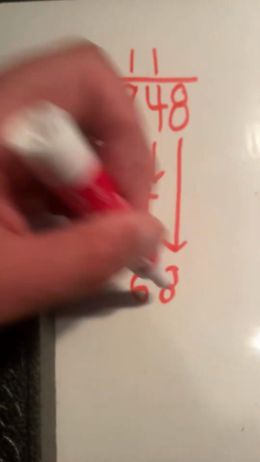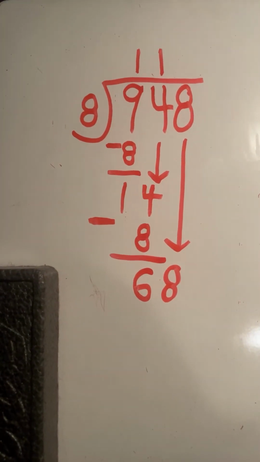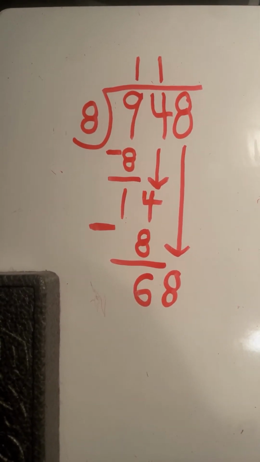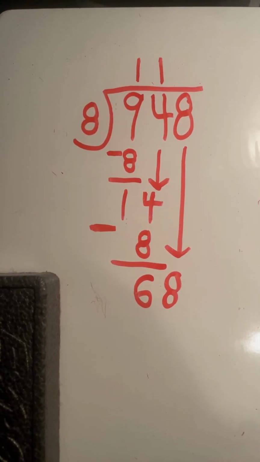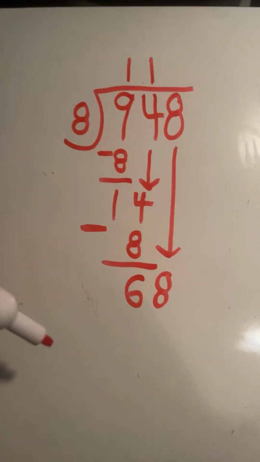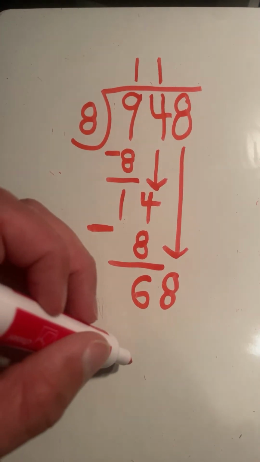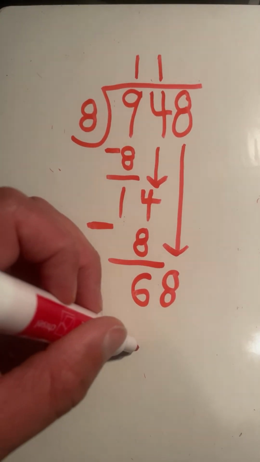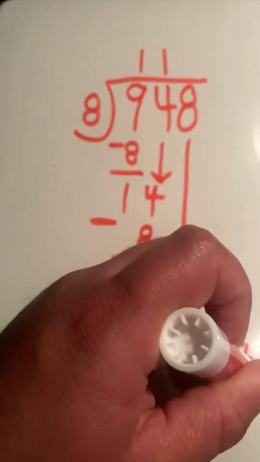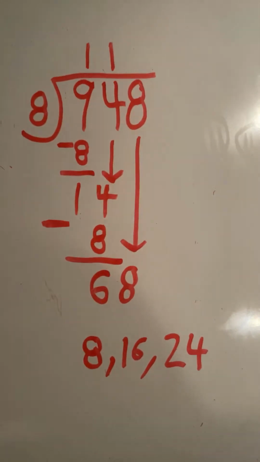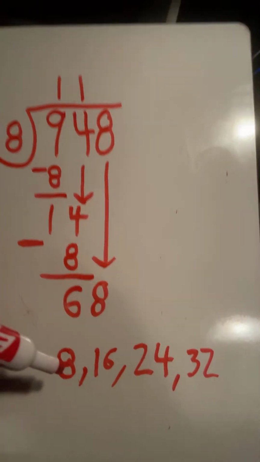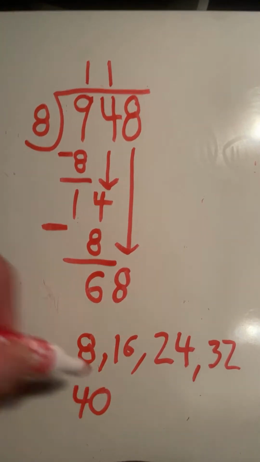Now we're going to bring down the 8. The 6 becomes 68. And now we have to figure out how many groups of 8 we can fit into 68. So we're going to skip count by 8s again. 8, that's one group of 8. 16, two groups of 8. 24, three groups of 8. We have to keep going until we get to 68. 32, 4 groups of 8. 40, we are now at 5 groups of 8.